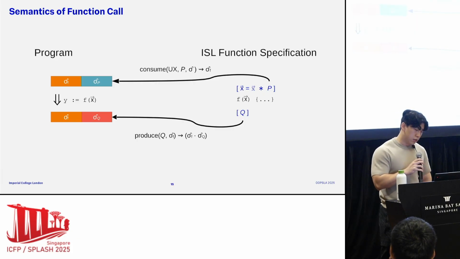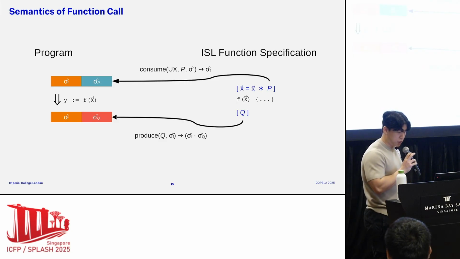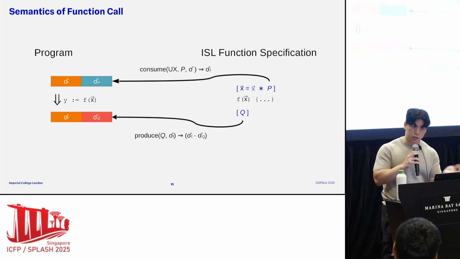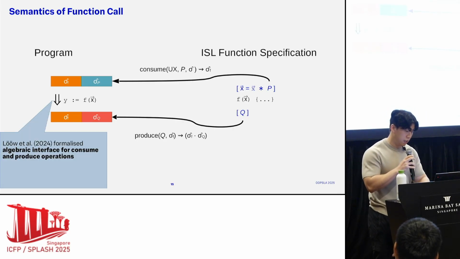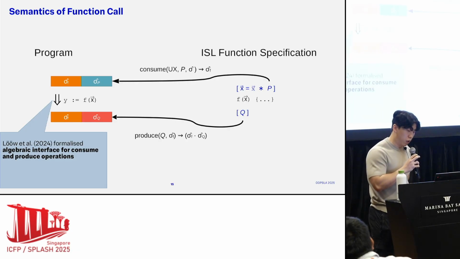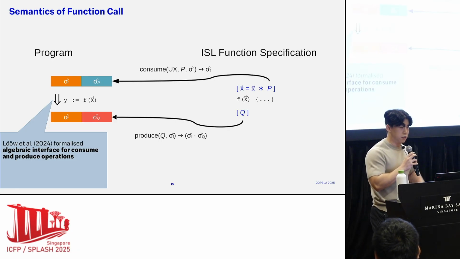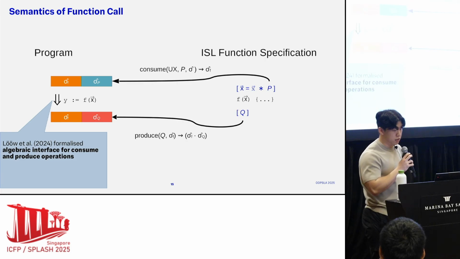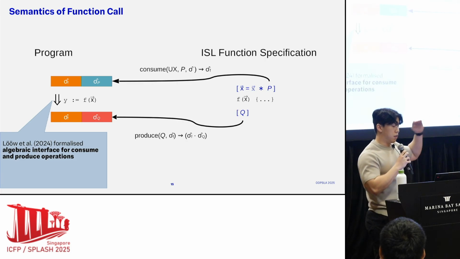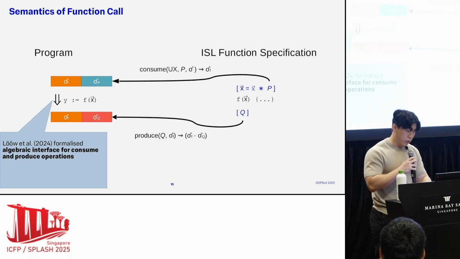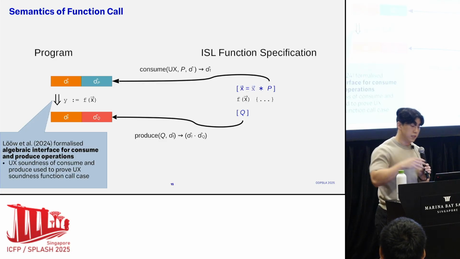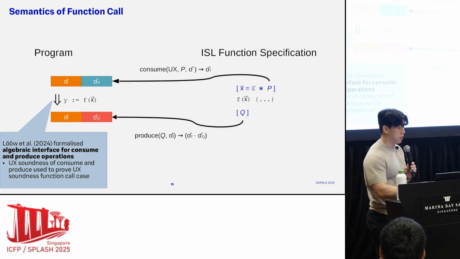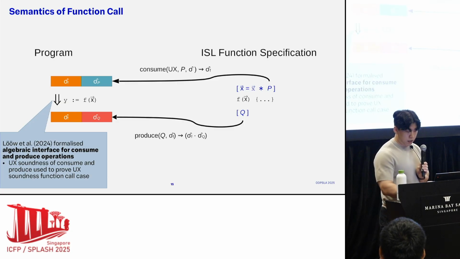And so here, for these consume and produce operations, we didn't set a specific implementation. Rather, we made it parametric, since there's already prior work that allows us to define the properties of these consume and produce operations. So here it's saying, we have these two operations, and we can define the properties through some soundness statements, and we can use this to prove the function call case for the soundness theorem.